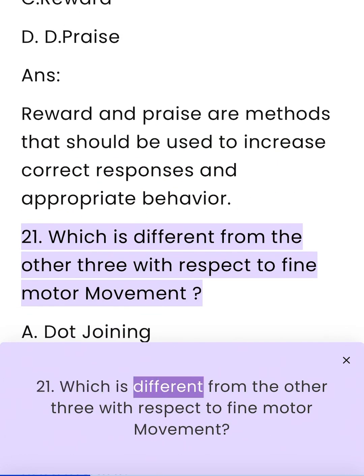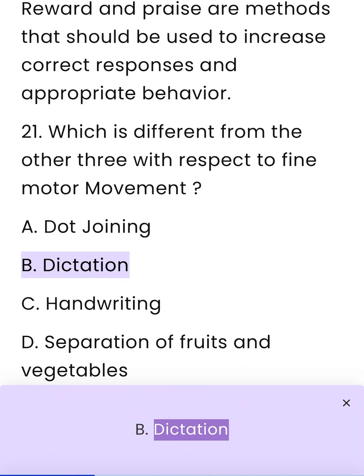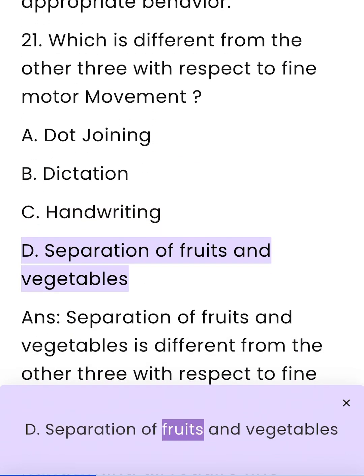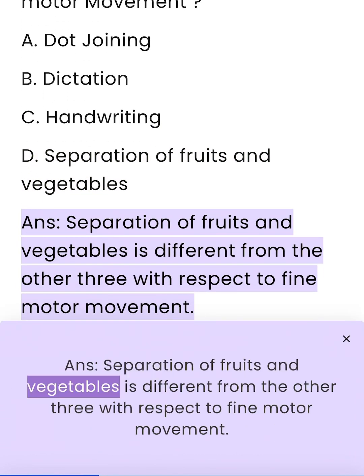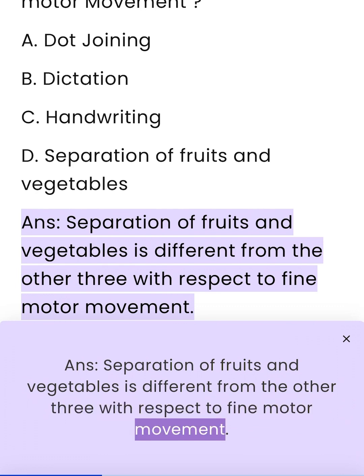21. Which is different from the other three with respect to fine motor movement? A. Joining. B. Dictation. C. Handwriting. D. Separation of fruits and vegetables. And separation of fruits and vegetables is different from the other three with respect to fine motor movement.